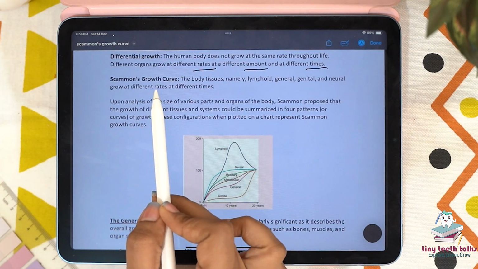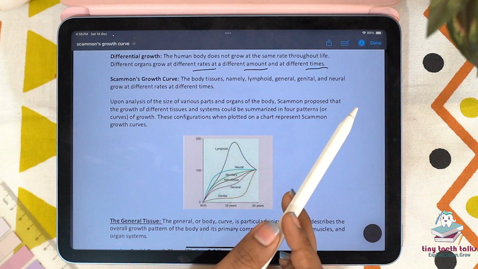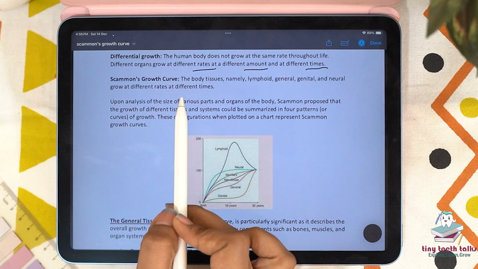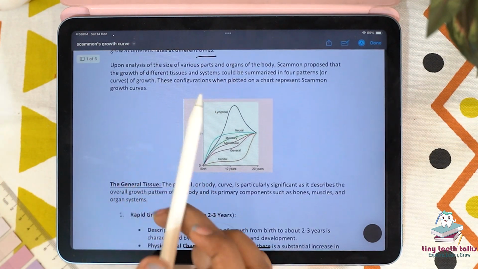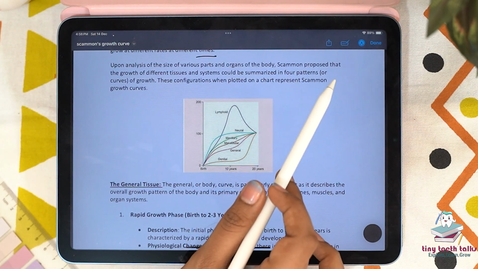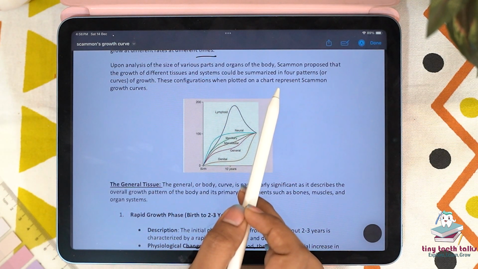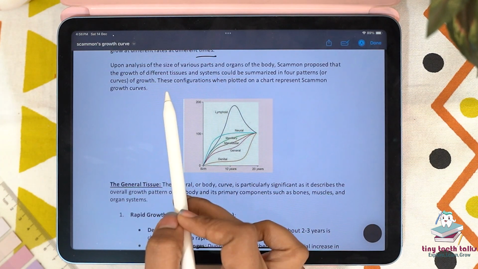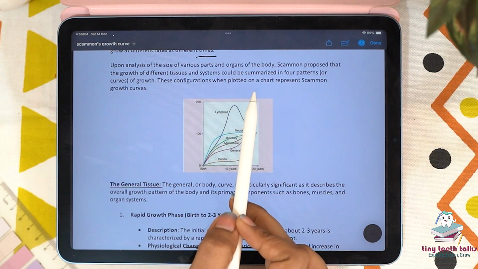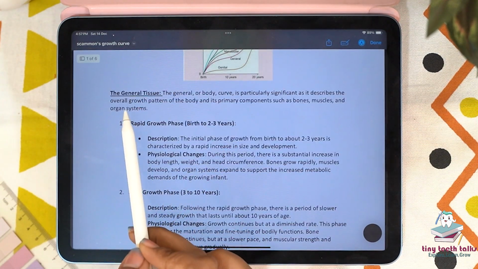Coming to the Scammon's growth curve, the body tissues, namely lymphoid, general, genital, and neural, grow at different rates at different times. Upon analysis of the size of various parts and organs of the body, Scammon proposed that the growth of different tissues and systems could be summarized in 4 patterns of growth. These configurations, when plotted on a chart, represent the Scammon's growth curve. Starting with the general tissue.